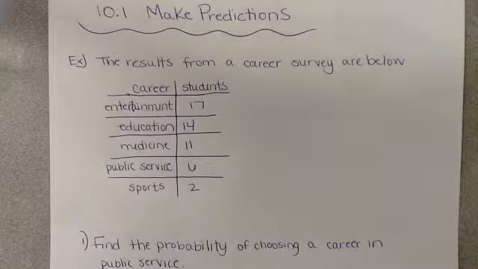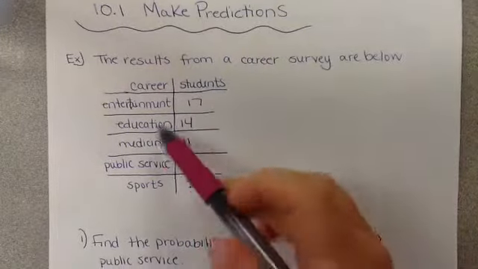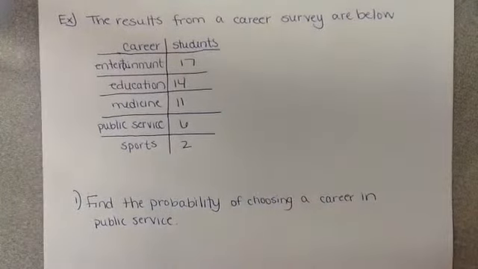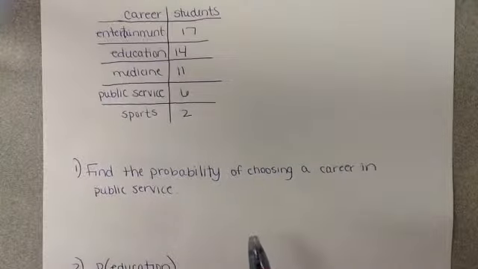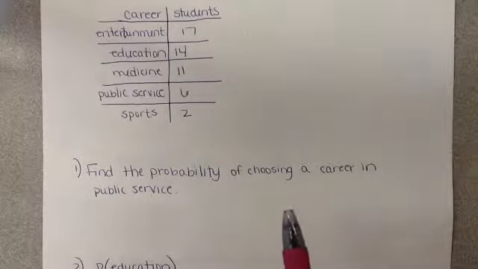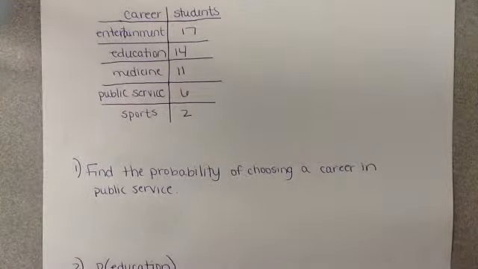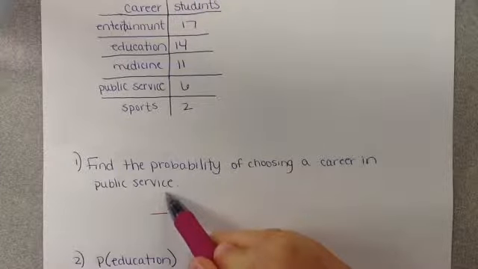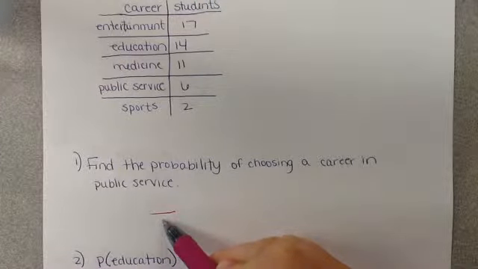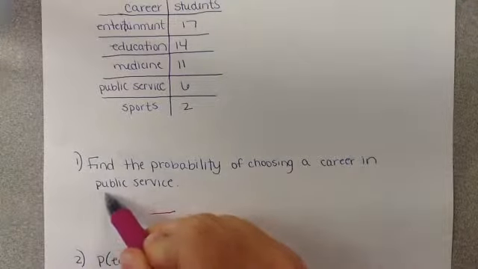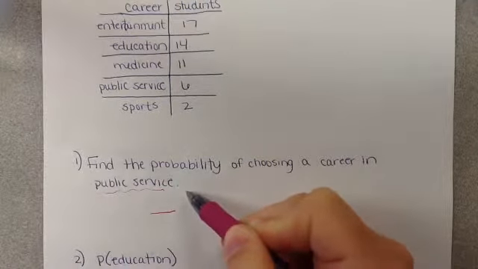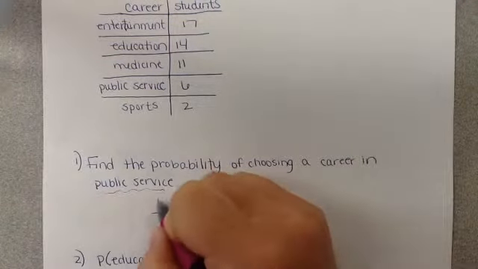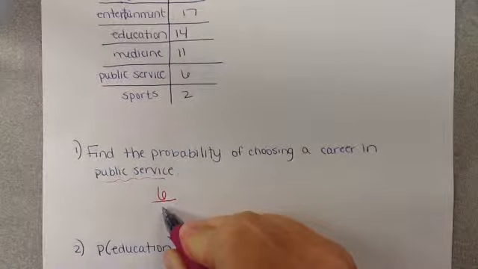Okay. So for our first example, here's some information that was gathered from a career survey. Here's the career and here's how many students chose the career. Our first problem says find the probability of choosing a career in public service. So we have to think back to probability. Probability is a fraction, and it is how many specifically out of the total. So we want a career in public service. How many in public service? 6 goes on top. And what do we do to find out what goes on bottom?